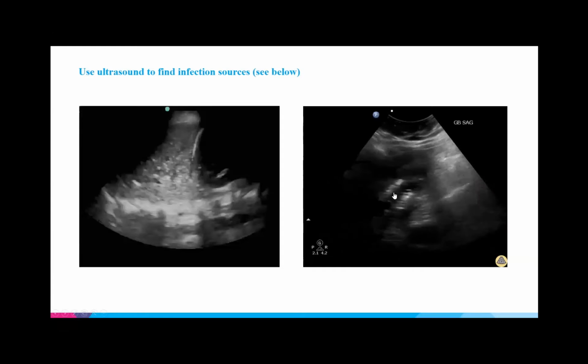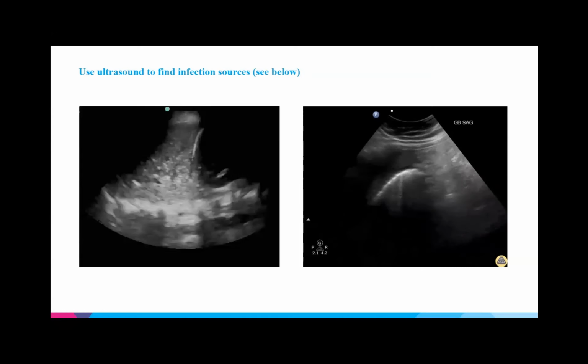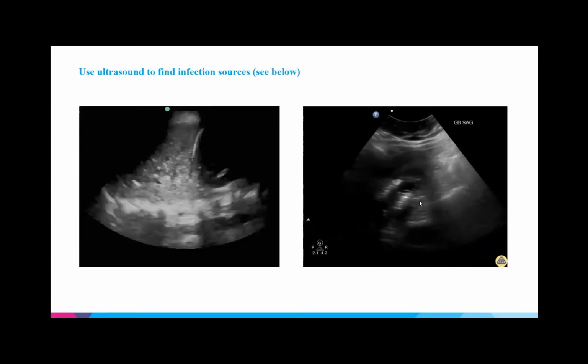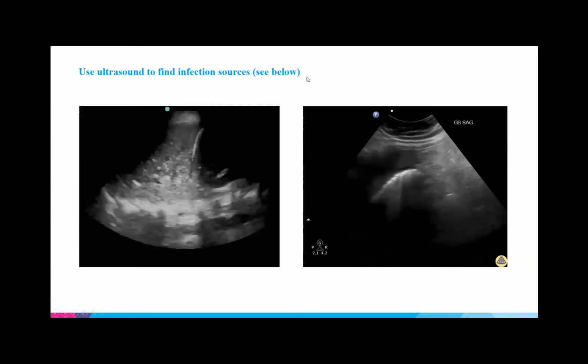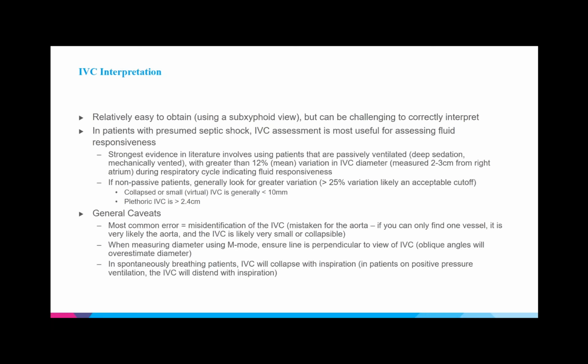So you can use ultrasound for biliary stuff, and you guys will hear about it probably later this year, maybe May. But I just wanted to point out that you can find multiple sources of infection using ultrasound, right? You can look above the diaphragm, below the diaphragm, look at the bladder for cystitis, endocarditis, all things like that. So just going back to the IVC, the IVC is very important to interpret in patients that we're unsure about their volume status.